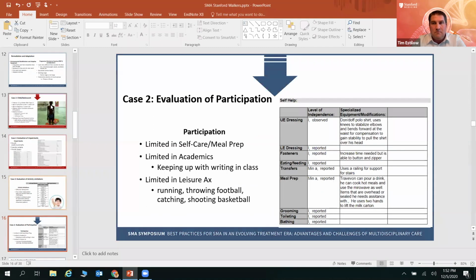Okay, looks like there's a question. How much education do you provide your community therapists that are working with the school therapists? How much education do we provide the community therapist that's working with the school therapist?